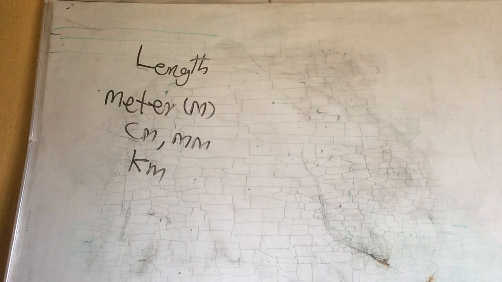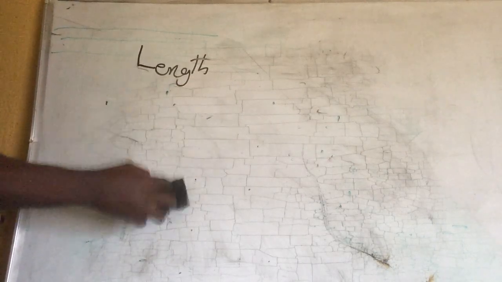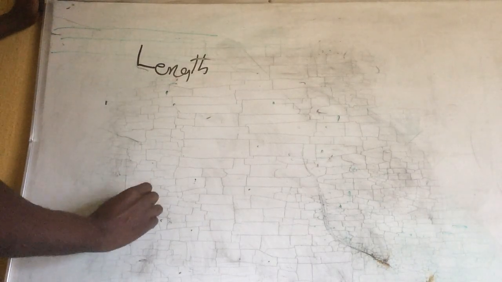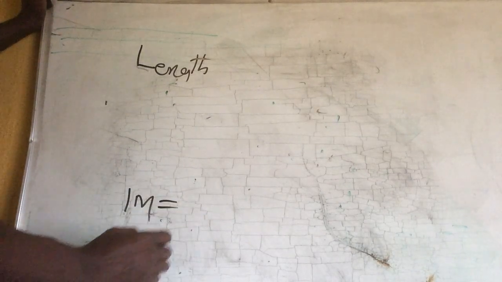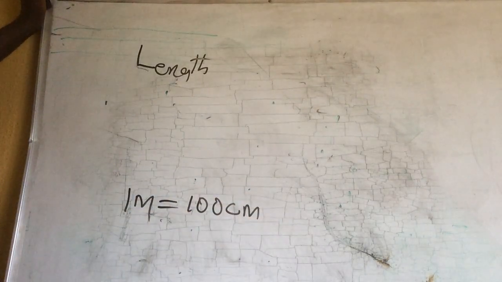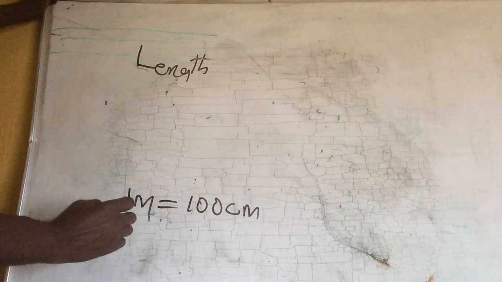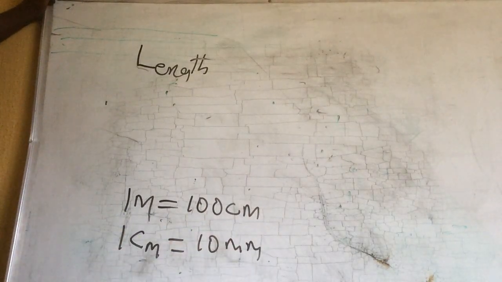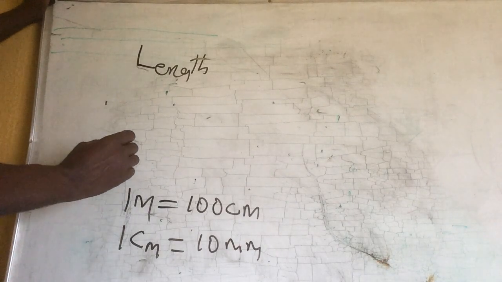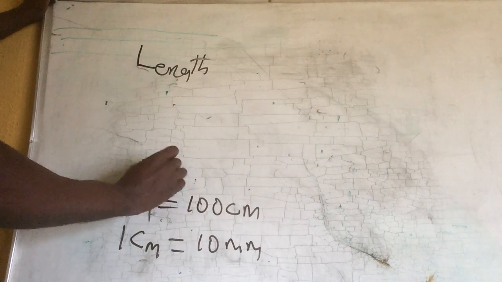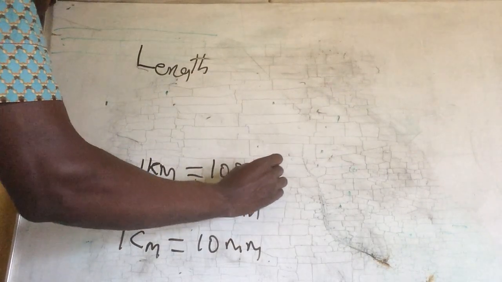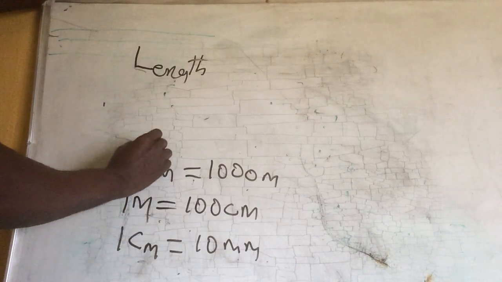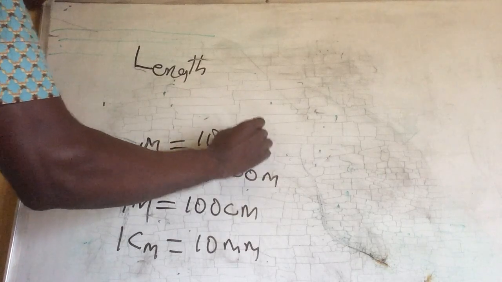In this one now, they have a relationship, and the relationship is this: 1 meter is equals to 100 centimeter. Then relating it to other ones, 1 centimeter is equals to 10 millimeter, and 1 kilometer is equals to 1,000 meter. And 1 meter is also equals to 1,000 millimeter.